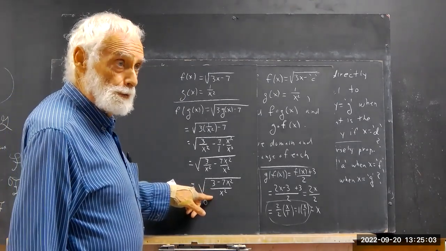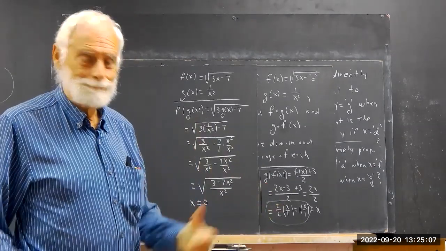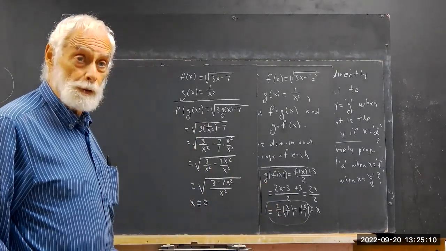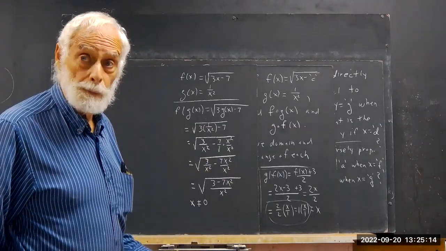What's the domain of this expression? Well, people have told me that x can't be 0. Okay, and they said this thing under the square root has to be greater than or equal to 0.